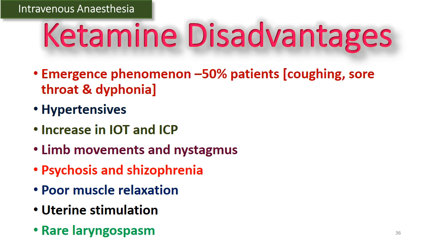It can increase intraocular tension and intracranial pressure, so it cannot be used for glaucoma patients or in stroke patients. There are limb movements and nystagmus. There could be psychosis and schizophrenia-like symptoms. Ketamine has poor muscle relaxation properties. It can stimulate the uterus and rarely it can cause laryngospasm.